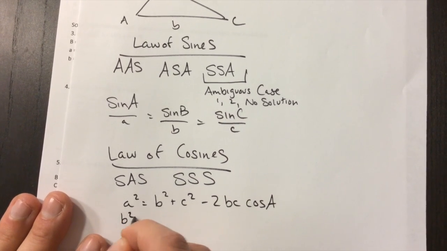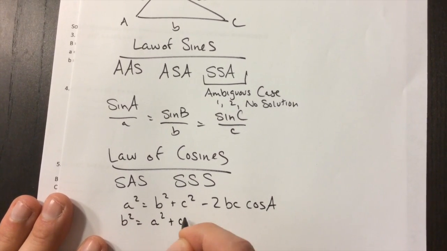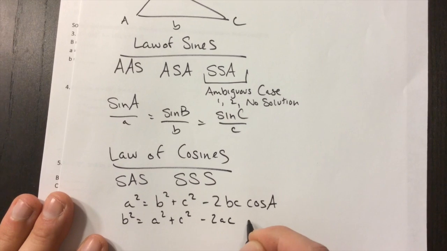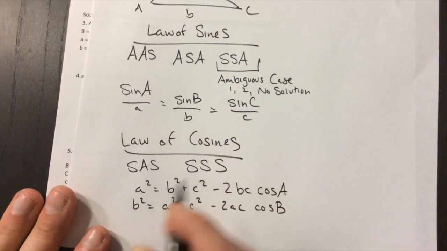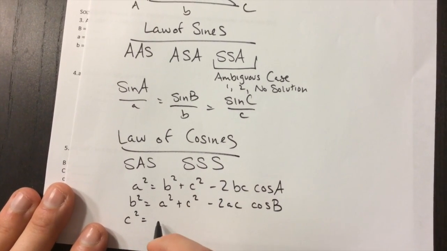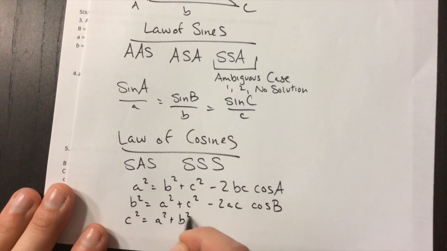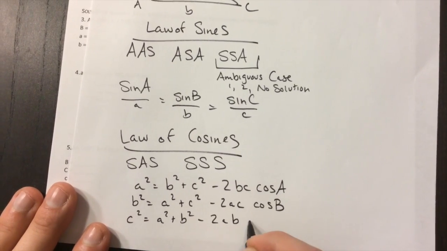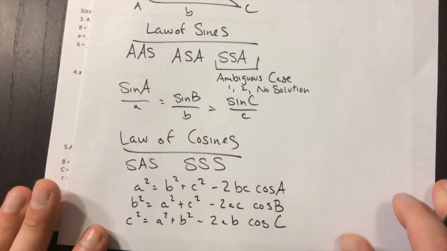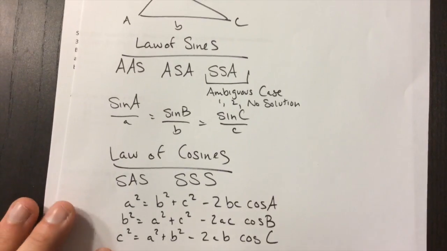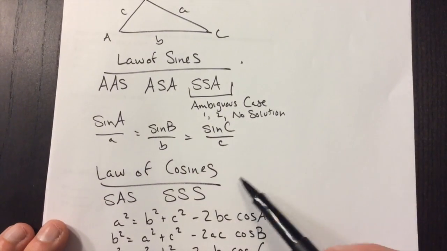Likewise, we could switch it up. B squared equals a squared plus c squared minus 2ac cosine B. Or thirdly, c squared equals a squared plus b squared minus 2ab cosine C. So using these three, we'll have right triangles, or we'll have law of sines, or we'll have law of cosines.